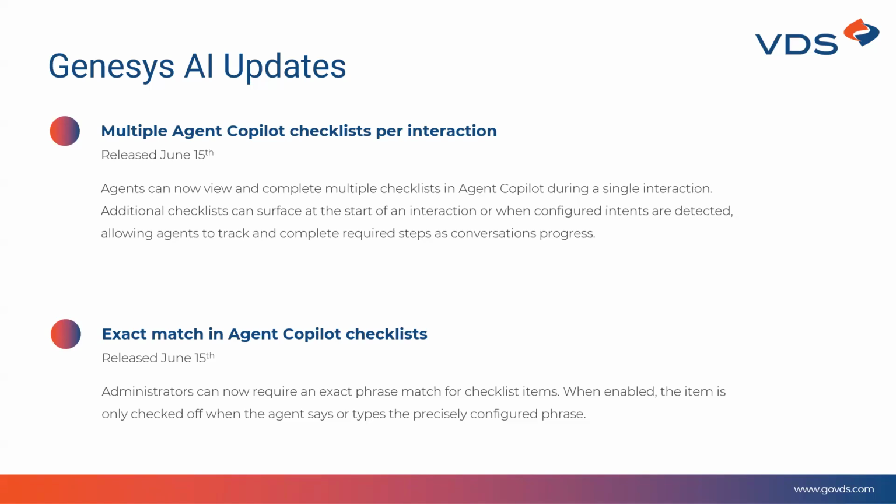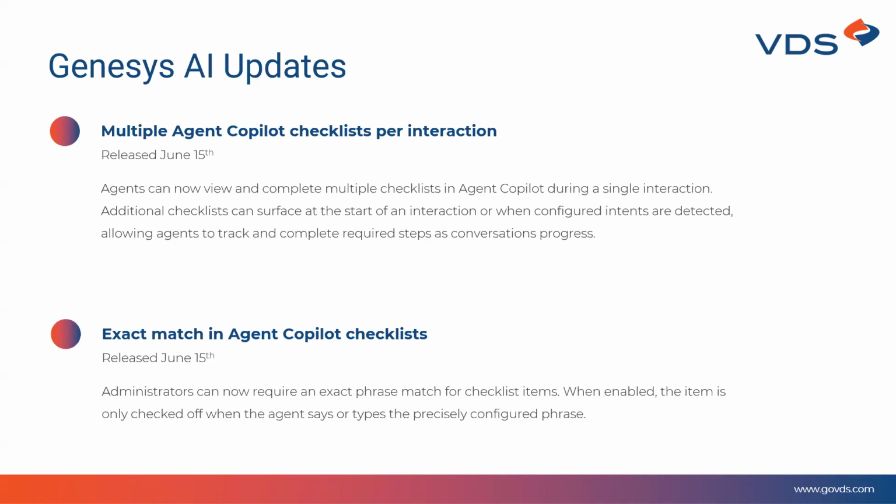Just helps support more complex interaction types where there may be multiple structured processes that need to run in parallel. For instance, a verification checklist and a compliance checklist, both needing to be active for the agent at the same time. So a little bit more options there, but really a neat one for agents to be able to utilize.